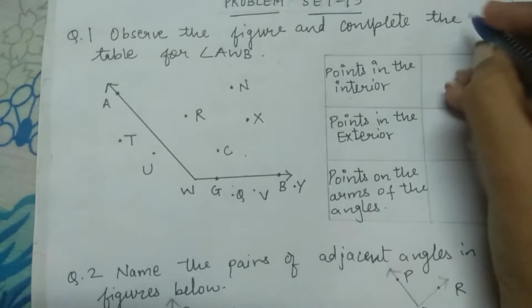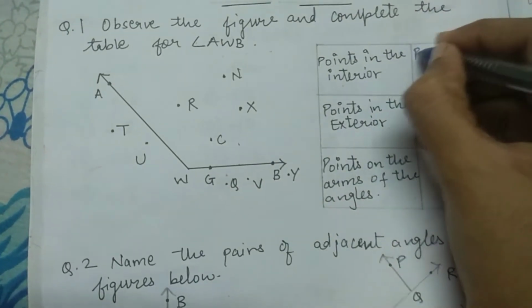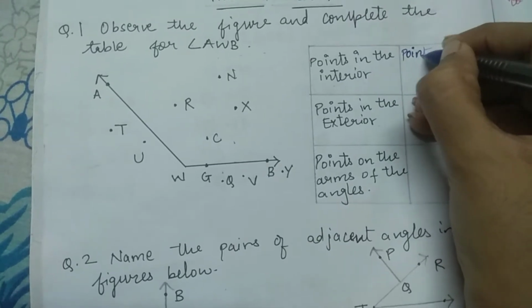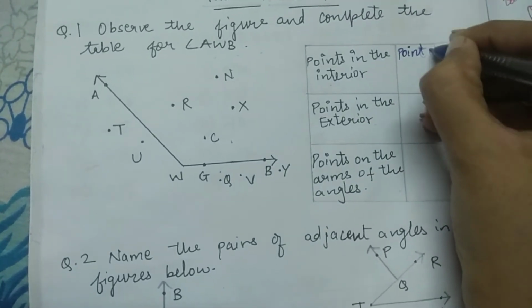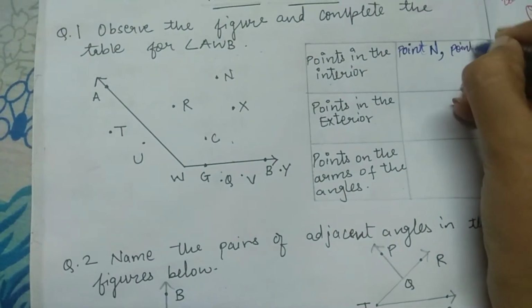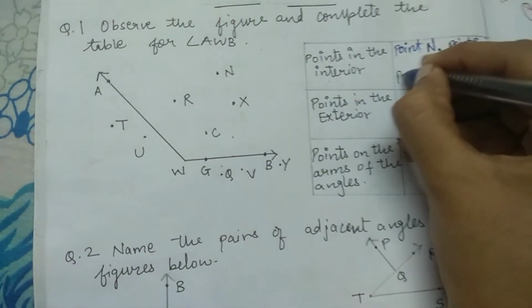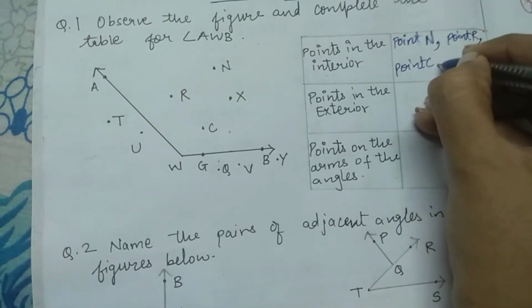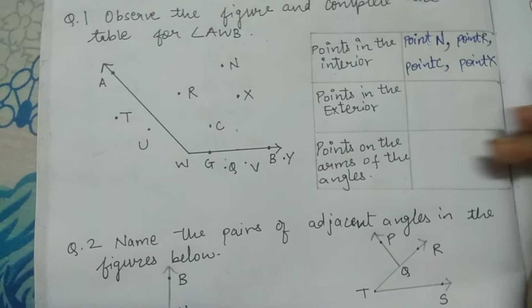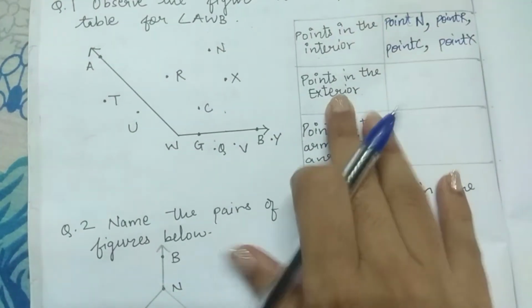So how will we write it? Point N, point R, point C and point X. Then points in the exterior.